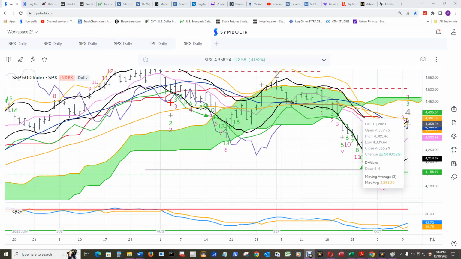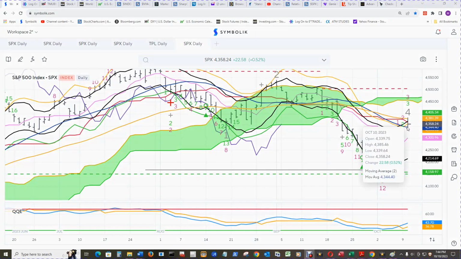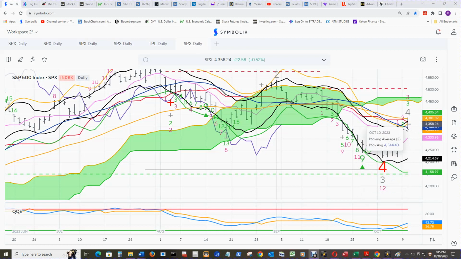And above it all is the 50 EMA 43.81.39 in gold right here, solid gold. And the solid blue line, the 20 simple moving average, 43.44.40. And the 21 EMA starts the day right near there at 43.40.98, not showing.